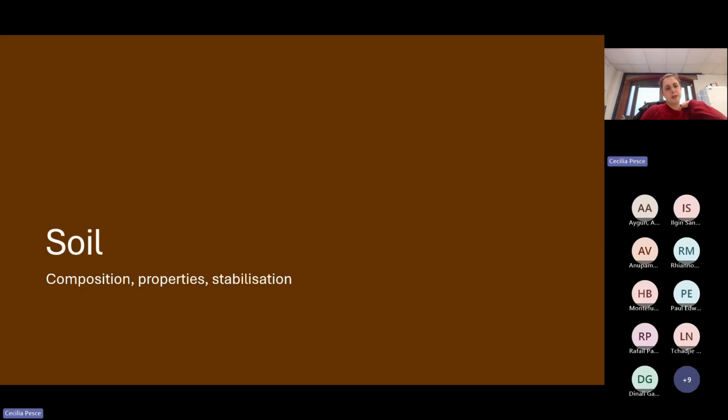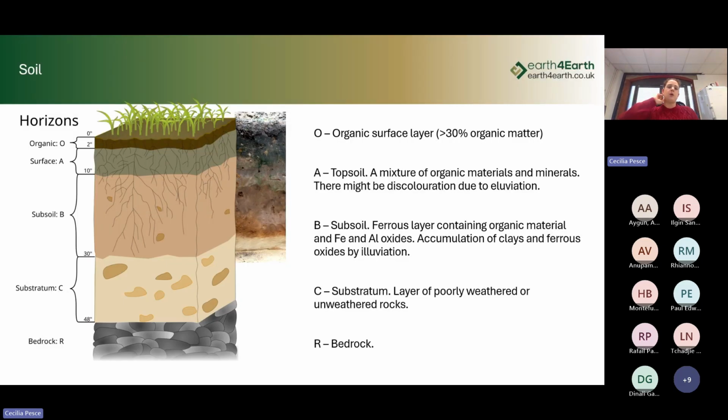And now we can move to the soil section. So we will explore its composition, its main properties, and some stabilization techniques. So we start with a bit of an introduction, what soil is made of, what's its profile. So here we have a bit of a schematic, and on the side here, this is a picture of a cross-section of a soil. So on top we have an organic surface layer, and then we have the topsoil, which is a mixture of organic and minerals.